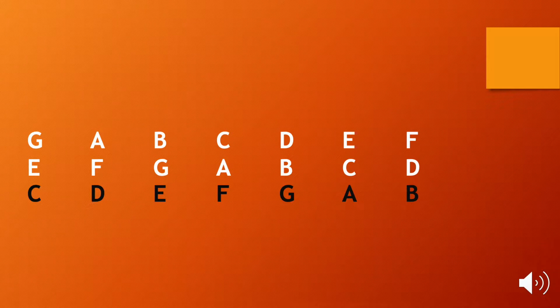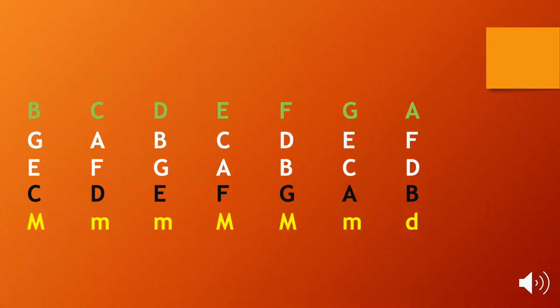If we build basic triads, remember we have a major triad on the first scale degree, a minor triad on the second scale degree, minor on the third scale degree, major on the fourth, major on the fifth, minor on the sixth, and a diminished triad based on the seventh scale degree.